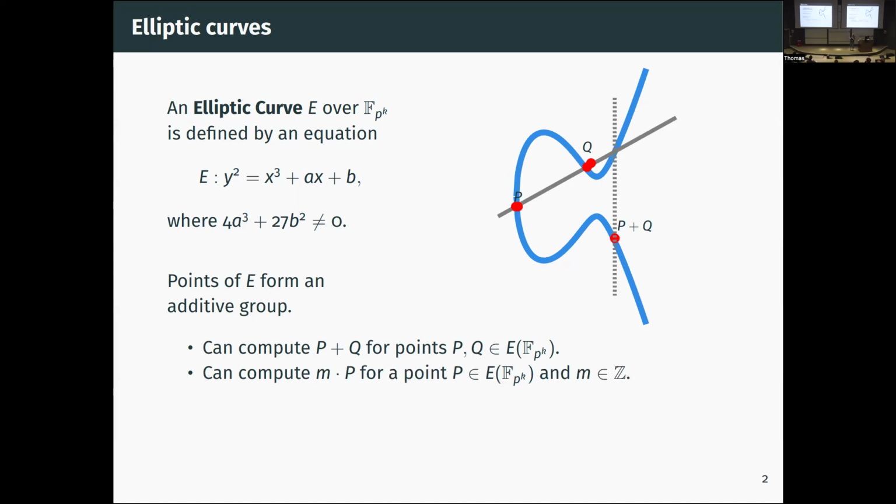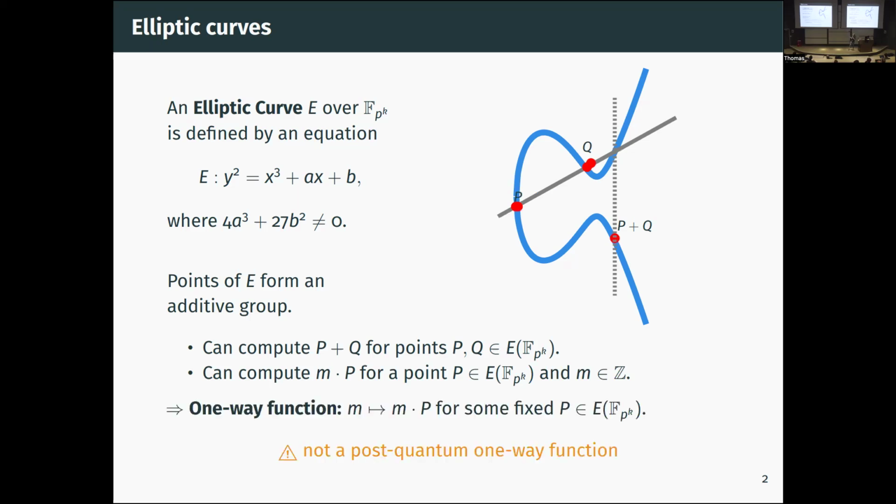and we get the sum of the 2 points. If we can sum 2 points, what we can also do, by iteratively doing this, is multiply a point by an integer. And what this gives us, in a well-defined setting, is a cryptographic one-way function. By using some double and add strategies, we can do this multiplication quite fast. On the other hand, it's believed to be hard to invert this multiplication by an integer. However, the reason that we're here is that this is not a post-quantum secure one-way function.